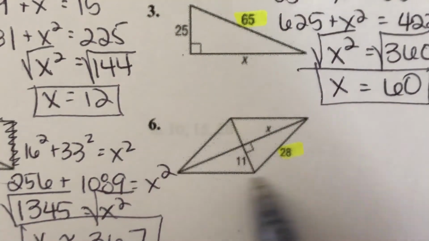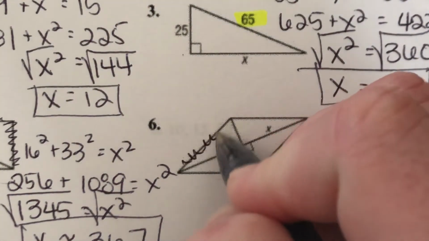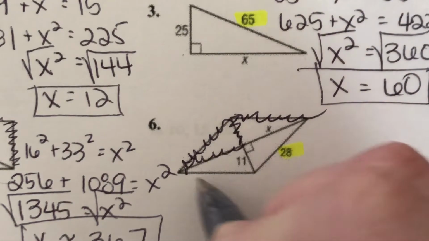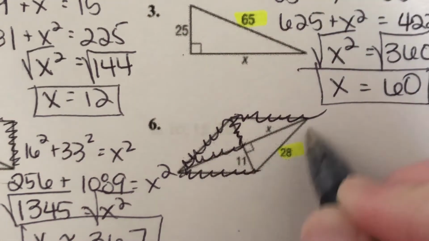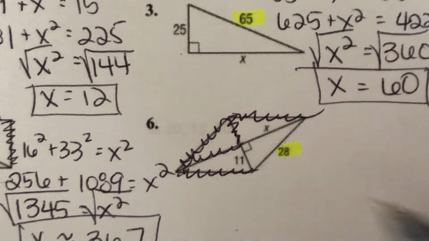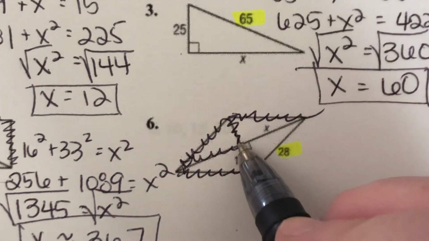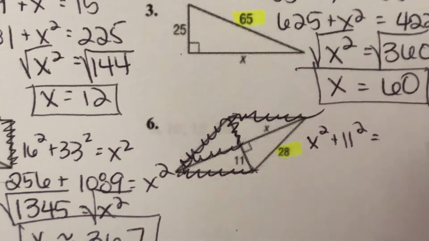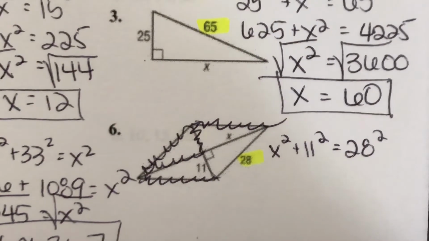We have these 4 triangles, right? But we don't care about all 4. We just care about one of them. So we're ignoring all of this right now. None of this matters. We are just focused on this one triangle. So here's my hypotenuse I highlighted. Leg is x, leg is 11. So x squared plus 11 squared, and that should equal 28 squared. That's still on the, yep.